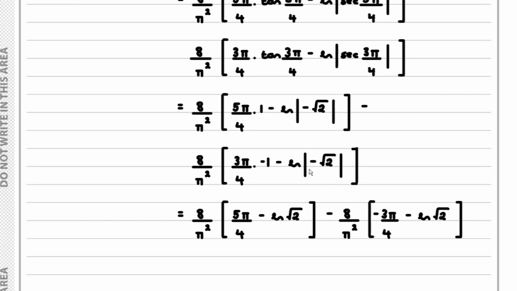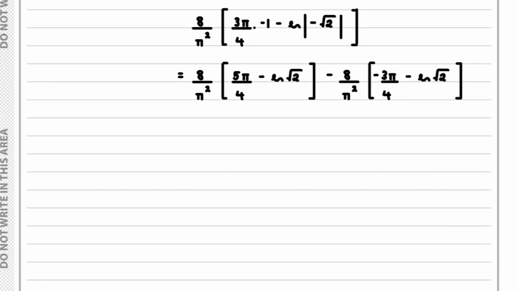And recognizing that the mod of -√2 is just √2, we have a over pi squared times by 5 pi over 4, subtract the natural log of √2, subtract a over pi squared multiplied by -3 pi over 4, subtract the natural log of √2.